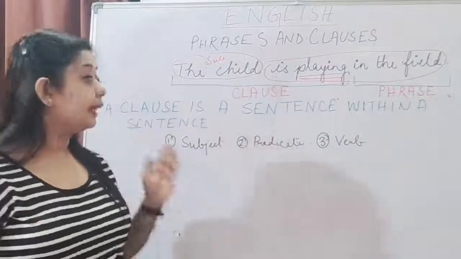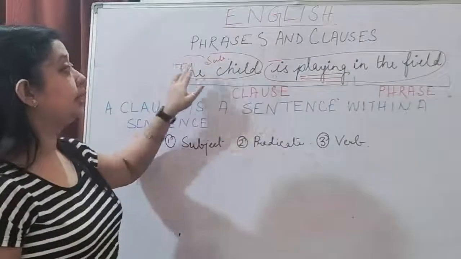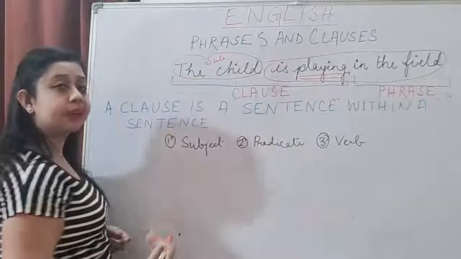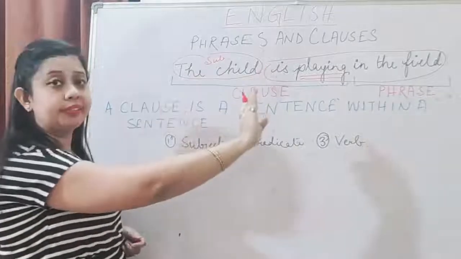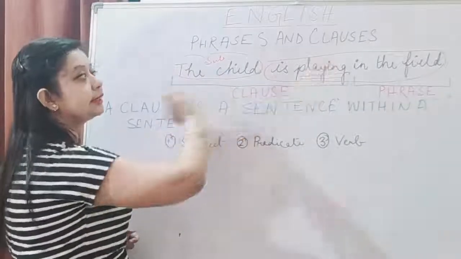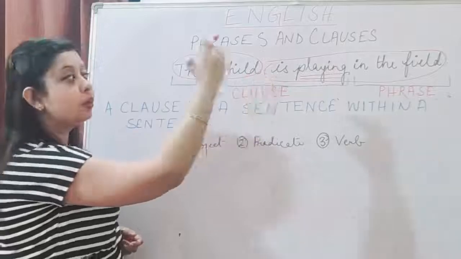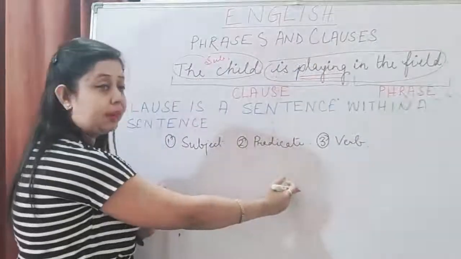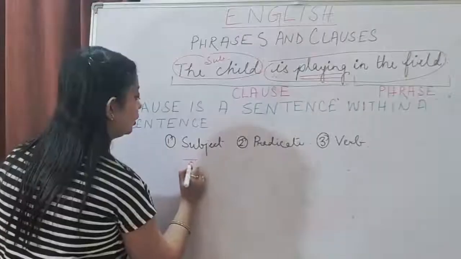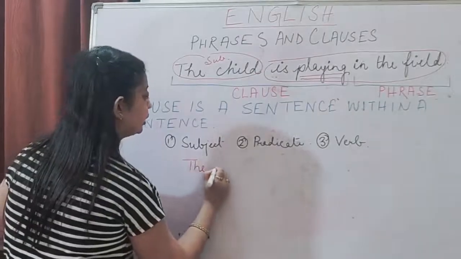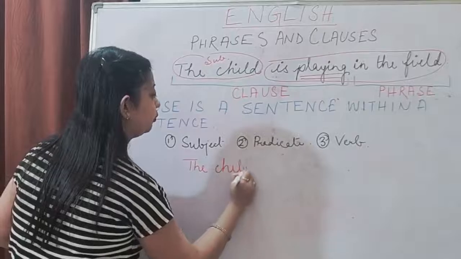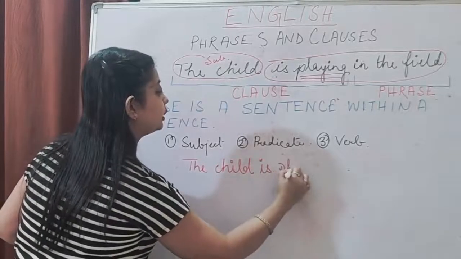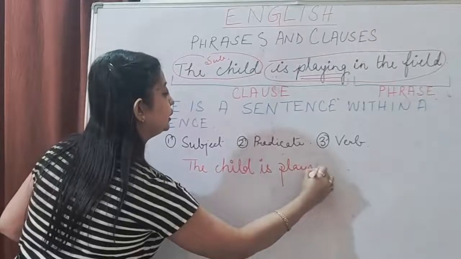It means that if this clause, the child is playing, let me write this below. I'll just extract it. I'll remove that in the field. So this is the whole sentence: The child is playing in the field. What I will do is, I'll bring down the clause part. I'll just write the clause. The child is playing.